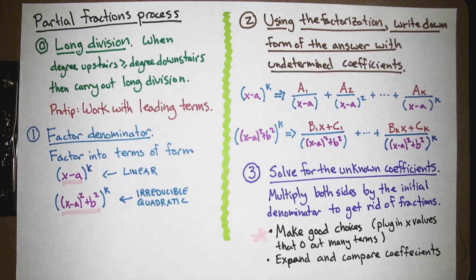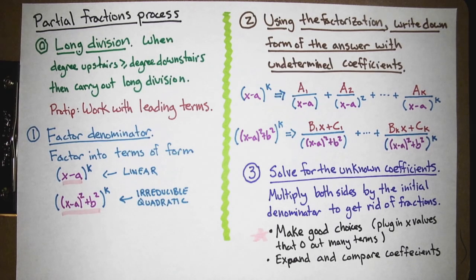If you do have to factor, just know it'll be something straightforward. Now, how do we factor it? There are linear terms and there are irreducible quadratic terms. Those are the two types of things we might encounter.